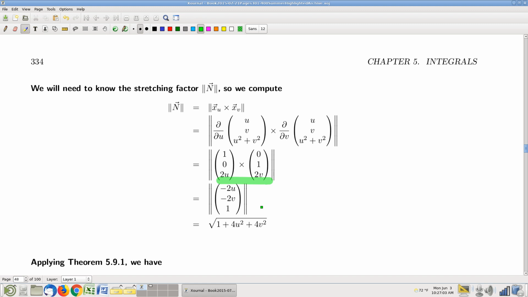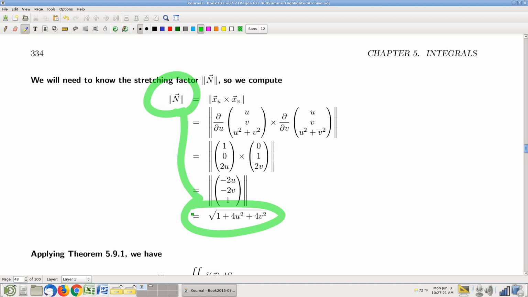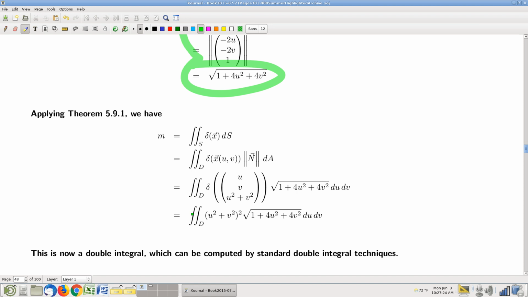All right. So that cross product works out to be this. Then we have to compute a magnitude. There's a lot of annoying details in these calculations, but that magnitude, it's a matter of writing it down, is this. So there is our stretching factor. You'll notice that stretching factor pops up here as we rewrite ds. That's just me rewriting ds right there.